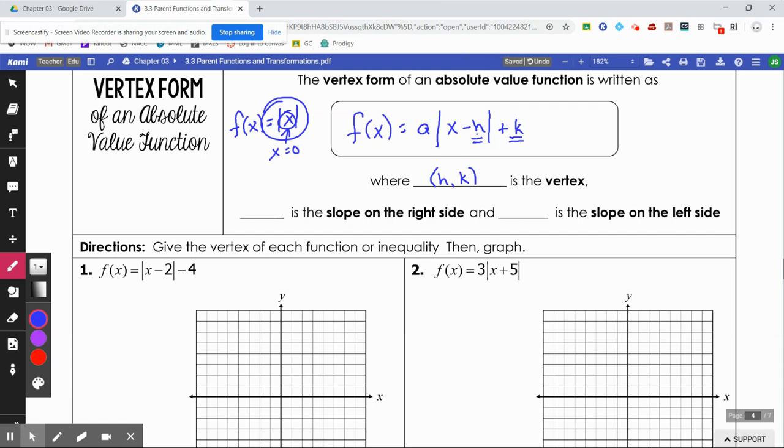Here's another thing, a will be the slope. You could pull this number right here, and that's going to be the slope of the right side of your absolute value function. And negative a is going to be the slope of the left side.